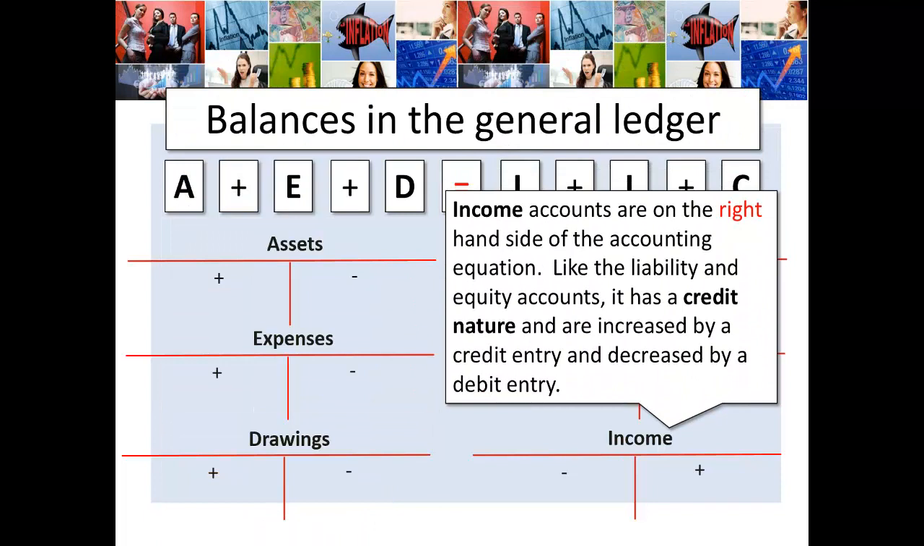On the other side, income accounts, for example, on the right hand side of the accounting equation, like the liability and equity accounts, have a credit nature. Therefore, they must be increased by a credit entry and will therefore be decreased by a debit entry.